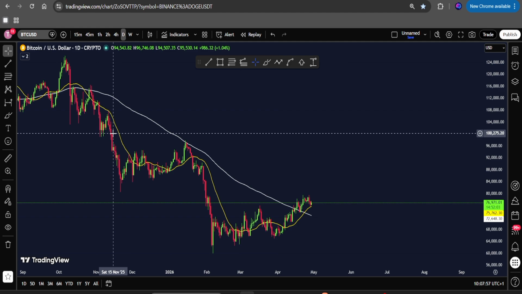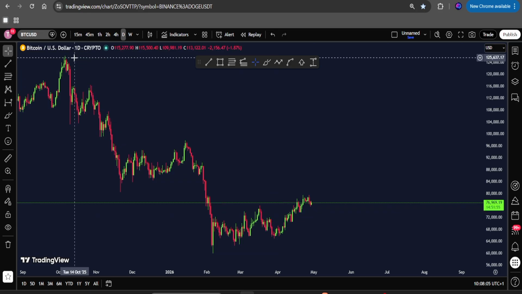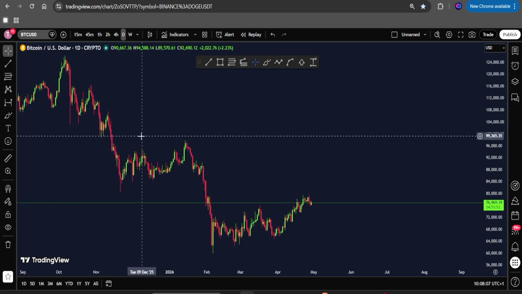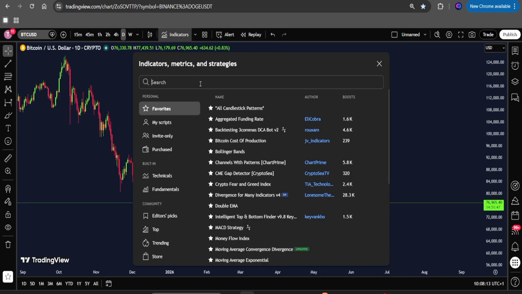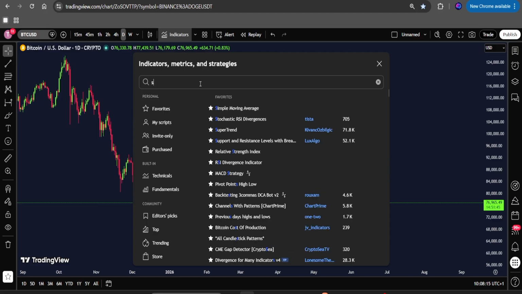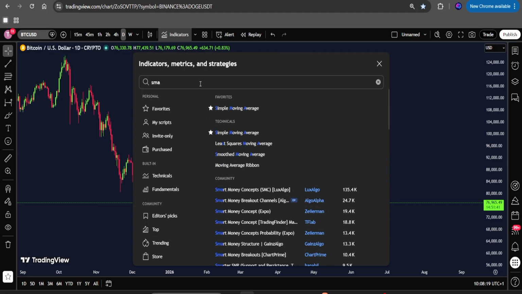Now, if you want to add these moving averages to your price chart, it's very simple, and I'm going to walk you through it. But before that, let me remove the ones I have on my price chart here so that it will look clean. Now we are having a clean price chart. In order for you to add these moving averages to your price chart, just come to your indicator panel right here, then search for simple moving average, or you can just say SMA, which is an abbreviation for simple moving average. Once you put in the SMA, it will appear as simple moving average.